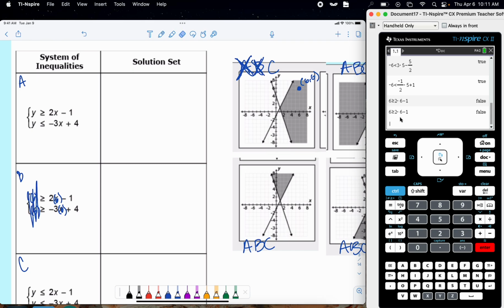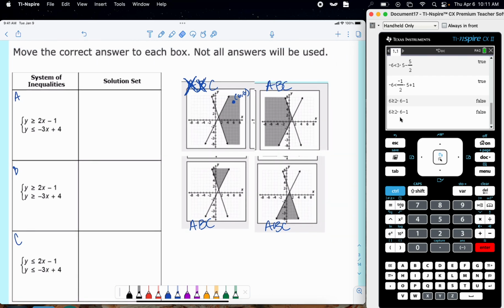So now let's see if it's for C. We put in 6, control equals, get the correct symbol, 2 times 6 minus 1. That gives you true. Then the next one: 6, control equals, the next formula, -3 times 6 plus 4, enter. That gives you false. So this can't go for C either. So this one's just not going to be used.